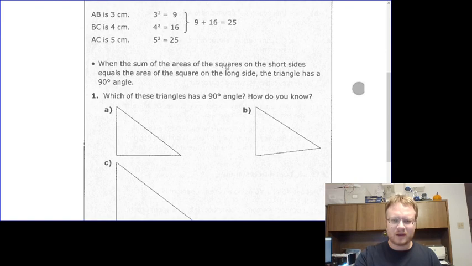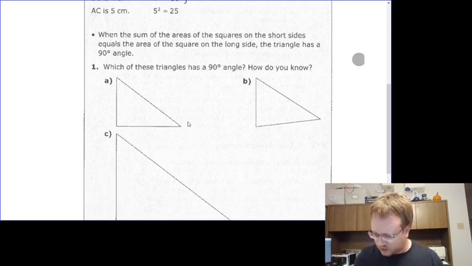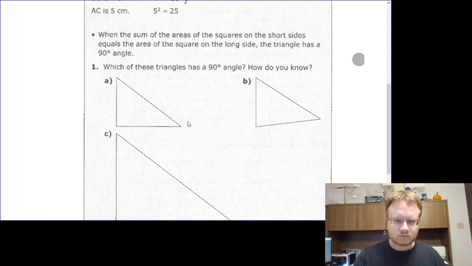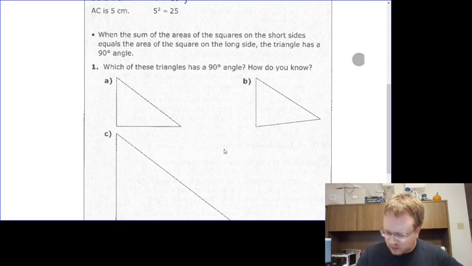When the sum of the areas of the squares on the short sides equals the area of the square on the long side, the triangle has a 90-degree angle. So in other words, what they're saying is we can also just measure this. We can check the size of the squares and then prove if our triangle is 90 degrees or not. All right, which of these triangles has a 90-degree angle? How do you know? So to answer this, we'd have to actually get our ruler out. You don't have rulers. You don't have a physical copy of this. I'm just going to tell you the numbers.